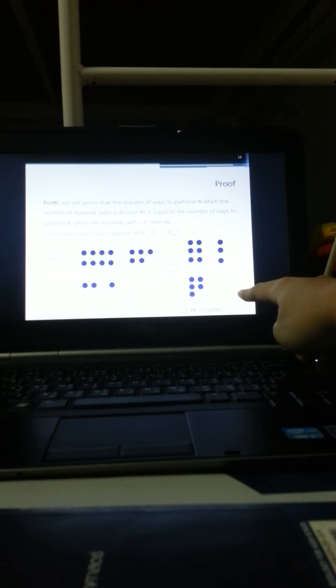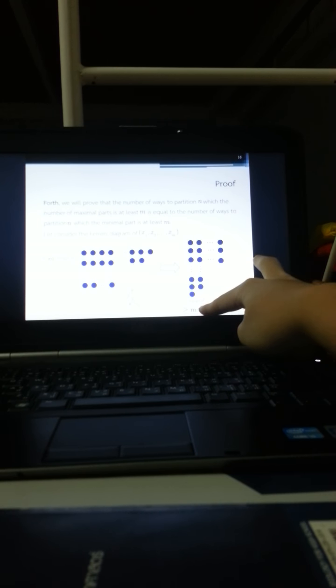And the next proof, we will prove that the number of ways to partition n in which the maximal part is at least m is equal to the number of ways to partition n in which the minimal part is at least m. So we reflect it again in this 45 degree axis, and we got a new Ferrers diagram.